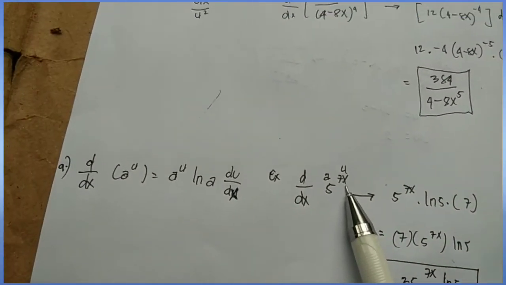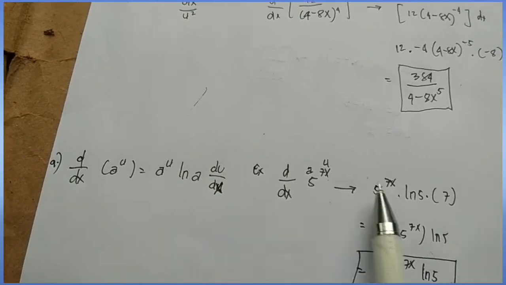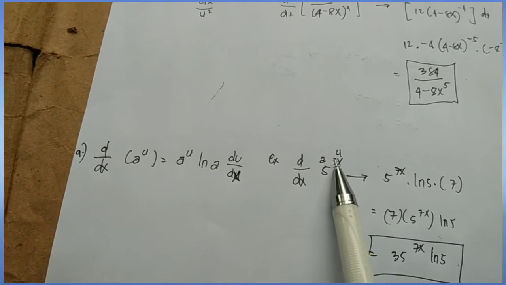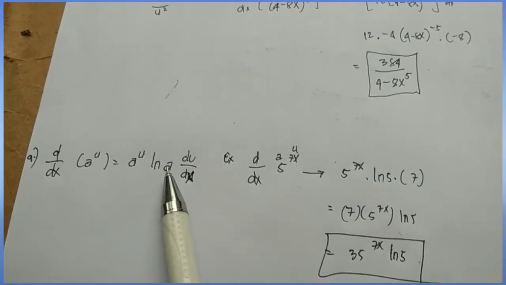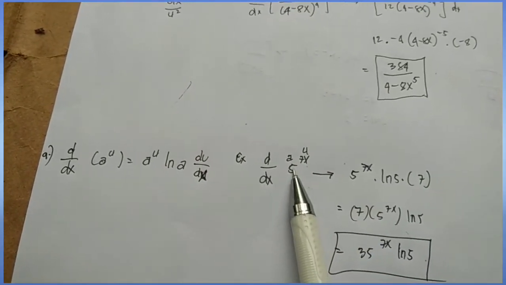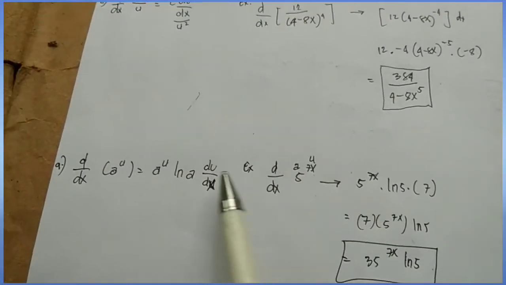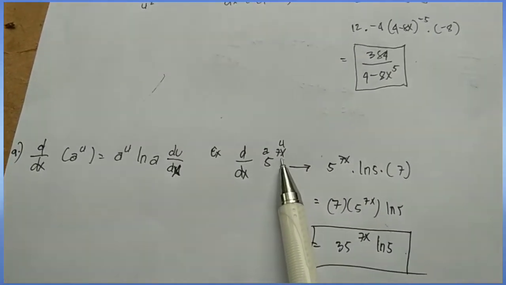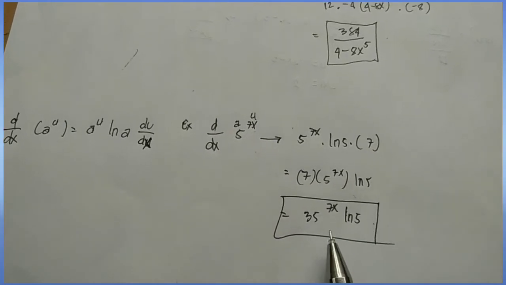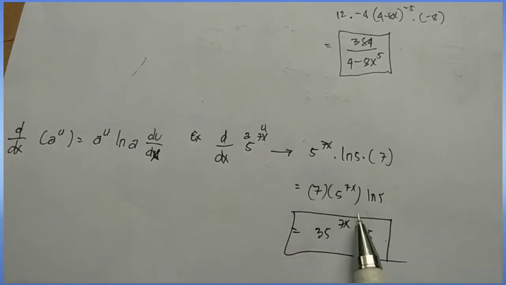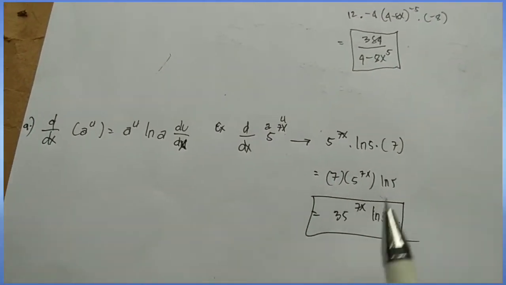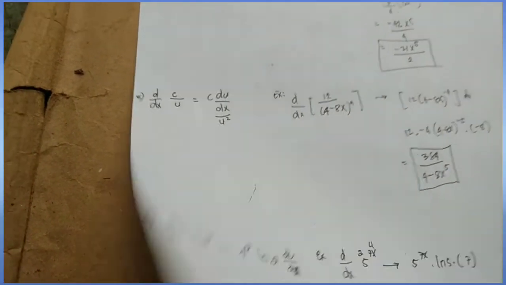So use the formula a to the u. Our a is 5, and u is 7x. So a to the u times ln a, ln 5 because your a is 5, times the derivative of your u, which is 7. So 7 times 5 is equal to 35, 7x ln 5. So this is our final answer for number 9.